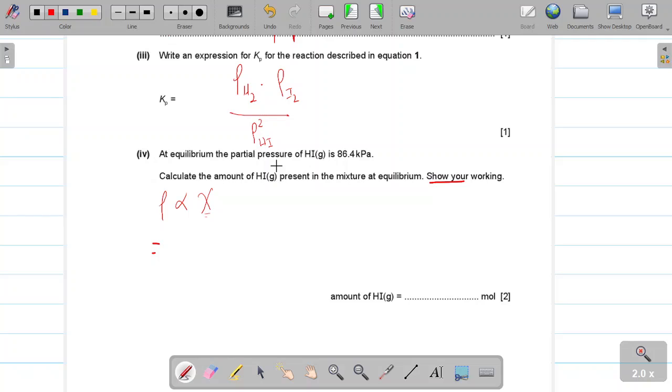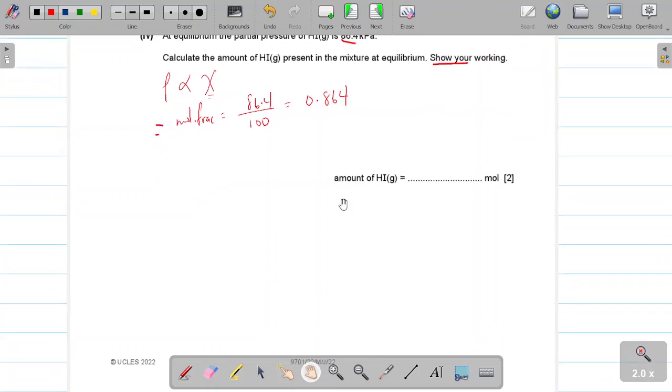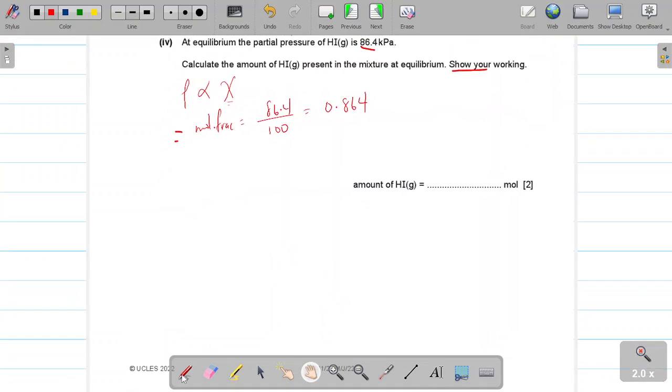What is the partial pressure of the hydrogen iodide? It's 86.4 kilopascals. Earlier in the question, we were told that the total pressure of the system is 100 kilopascals. Therefore, the mole fraction of hydrogen iodide in the mixture is 86.4 divided by 100, which gives us 0.864 as our mole fraction of hydrogen iodide. What we need to work out now is the actual number of moles that we have at equilibrium.